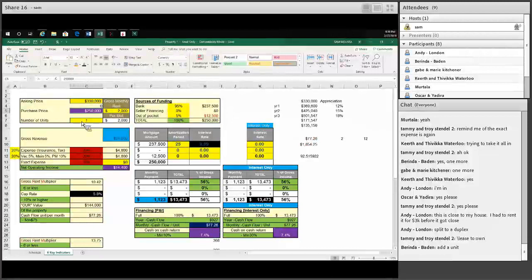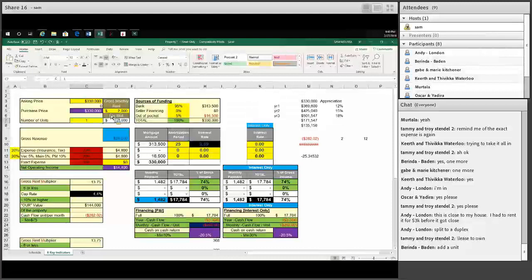Can anyone think of a scenario we could use on this property? Anybody? The key is that the unit is 1. What could we do with this property, possibly, to make it work? Split it into a duplex? Yeah, you could try that. Try to put a unit in the bottom.